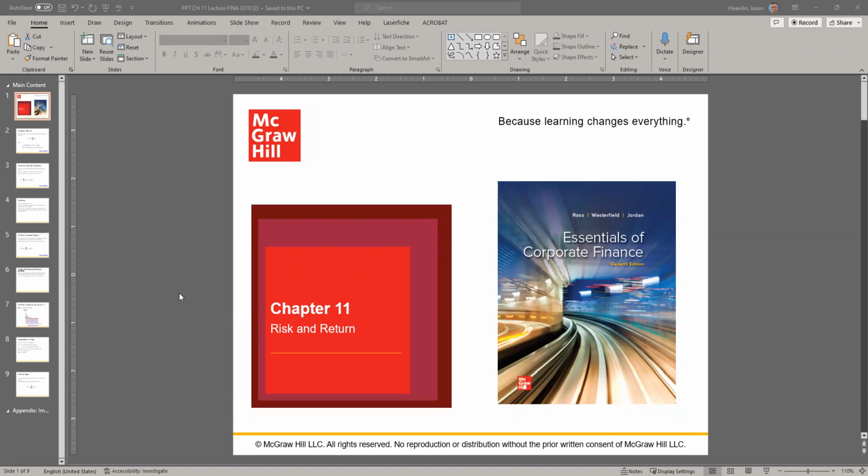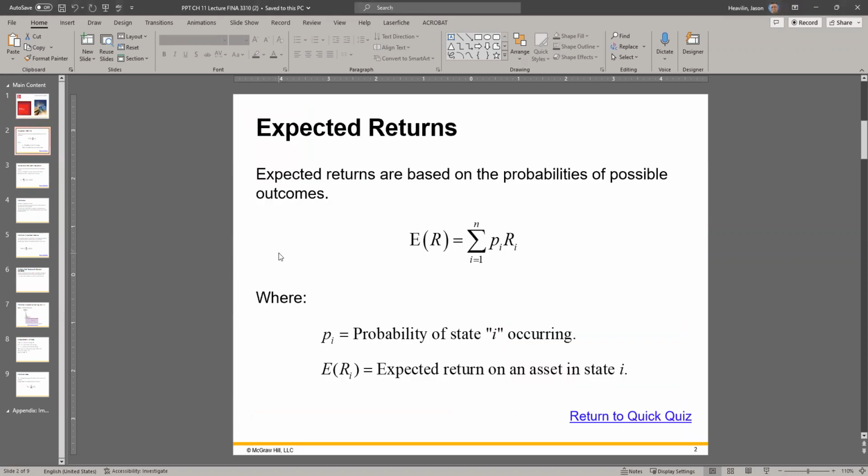In this video, we are going to do an introduction to risk and return. If you want to calculate expected returns of an asset, you would do something similar to a weighted average of returns. The way the weights are assigned is by the probability of a state in the economy occurring.